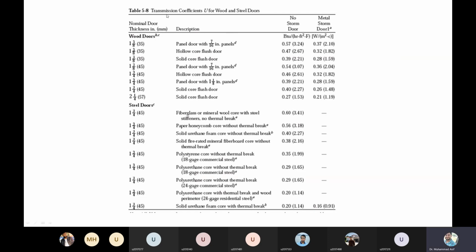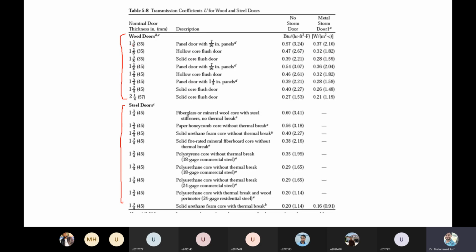Right. Similarly, this is the overall heat transfer coefficient for wood and steel doors, because the door is also mounted inside a building. So there are chances that heat can flow even through the wooden or the steel doors. So it depends on which type of door you have installed. For example, this value of the overall heat transfer coefficient is for the wooden door. Similarly, this is for the steel door.